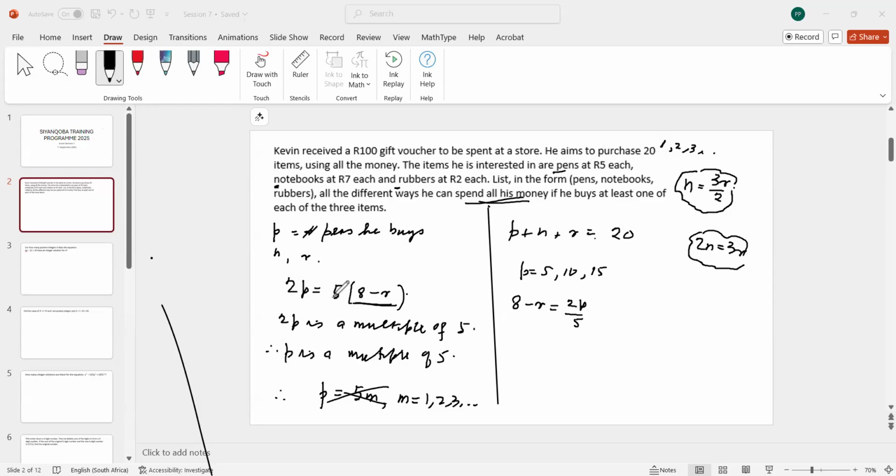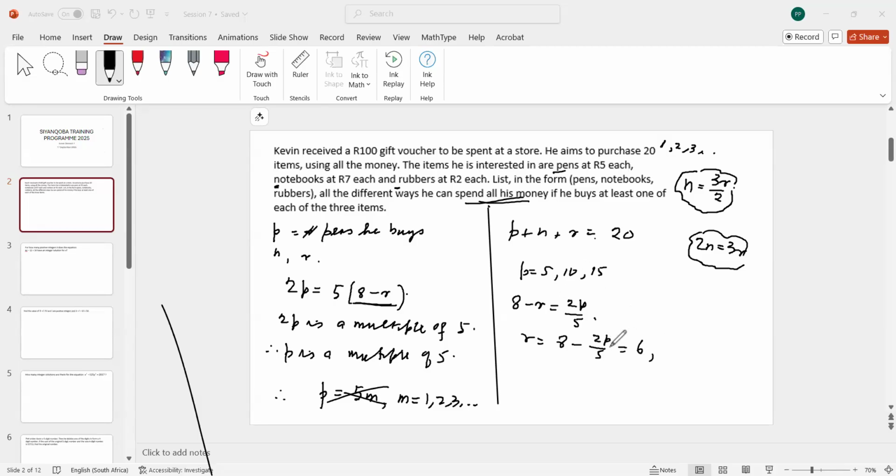Right? So now I know 3 values of p. P is equal to 5 or 10 or 15. But let's just make r the subject here. Therefore, r, right, is equal to 8 minus 2p over 5. Because if you bring r to this side, then take 2p over 5 to the other side, then you have, and now you know 3 values for p. So let's take them one at a time. When p is equal to 5, 5 times 2 is 10. 10 divided by 5 is 2. 8 minus 2 is 6.